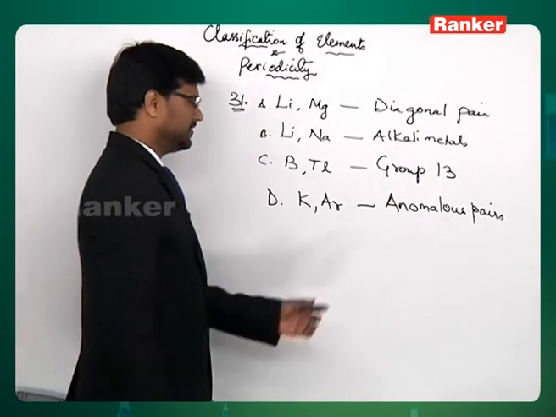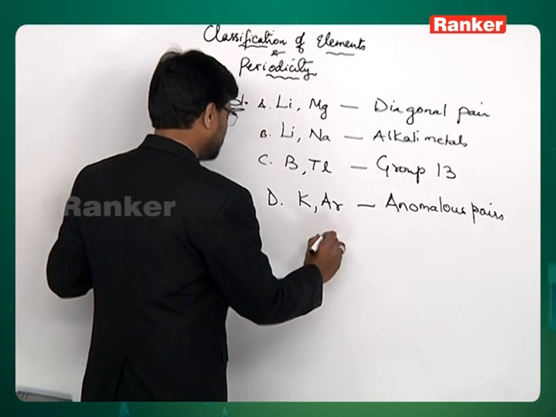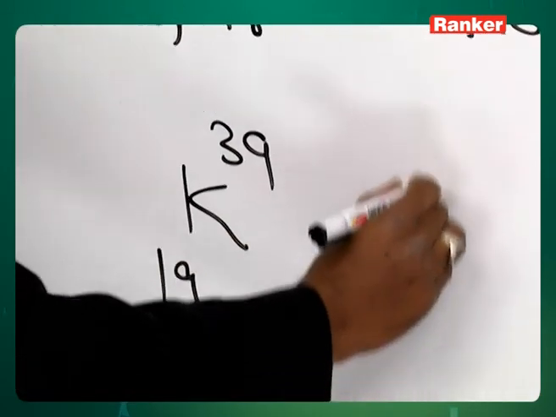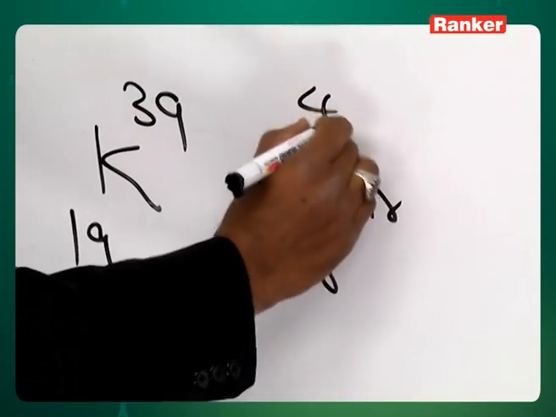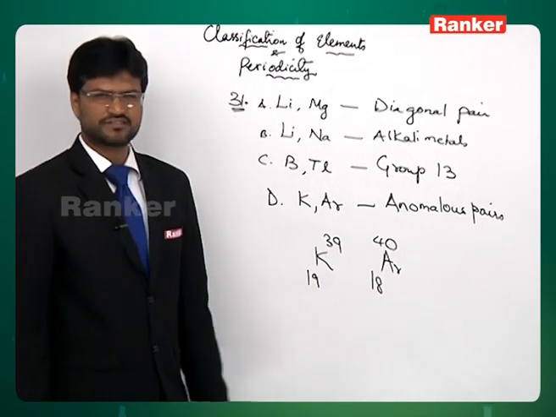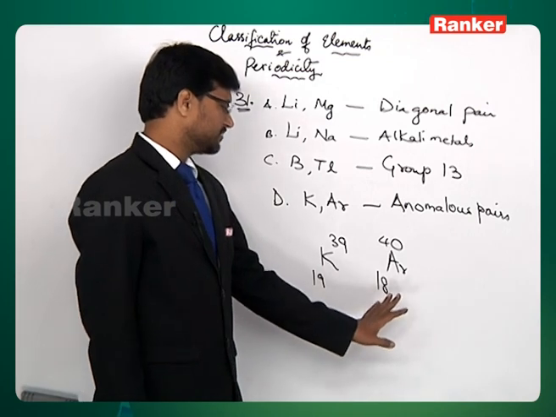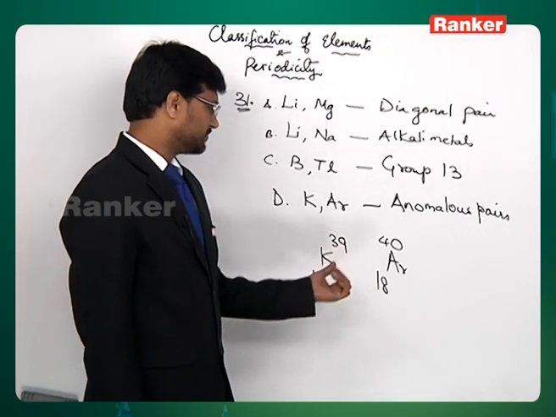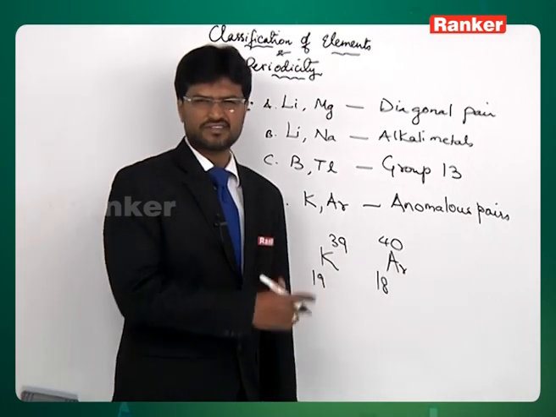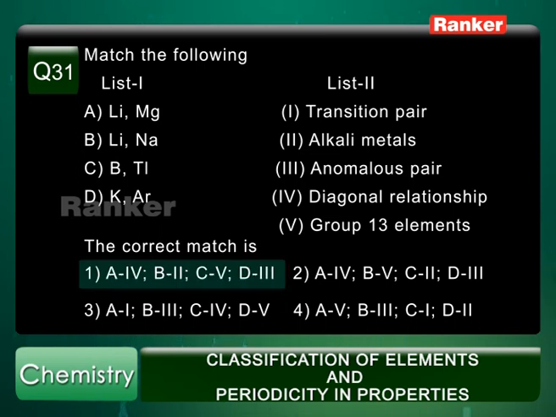That means potassium is 39, argon is 18, Ar 40. So in the Mendeleev periodic table, argon should come before potassium because the arrangement is on the basis of atomic weight. So on the basis of atomic number, argon comes before potassium. On the basis of atomic mass, potassium comes before argon. So this anomaly is there in their mass numbers. So they are treated as anomalous pairs. That's the reason why the correct answer has to be first option. This is how they are matched.